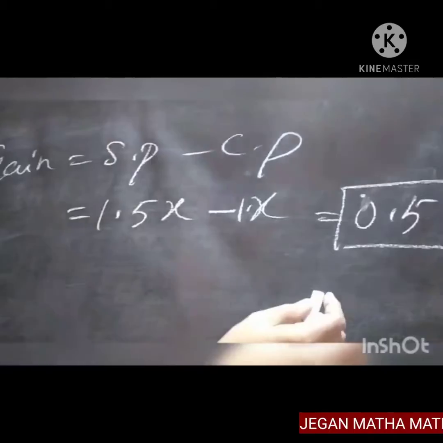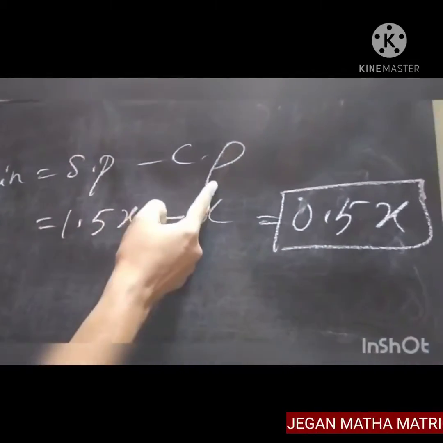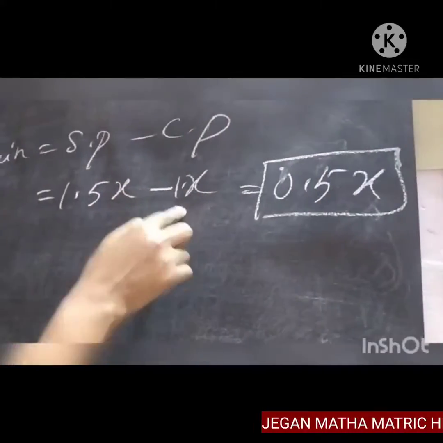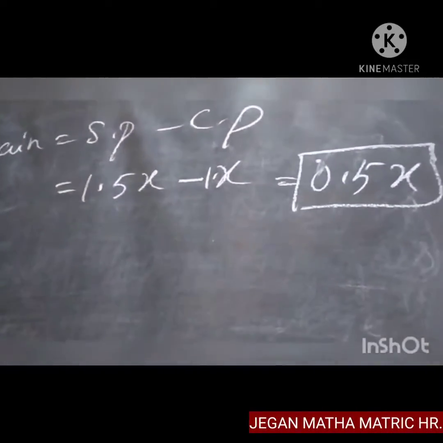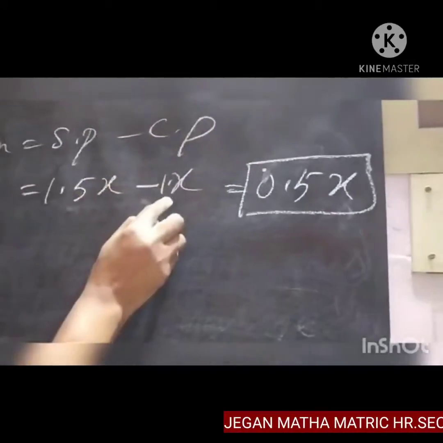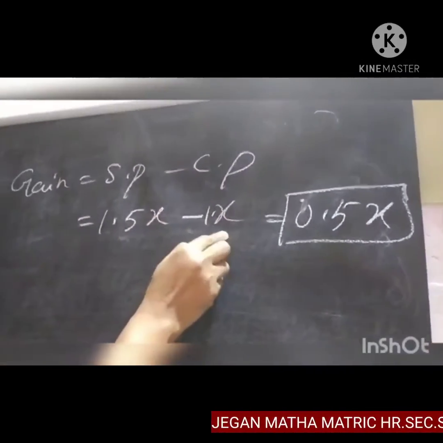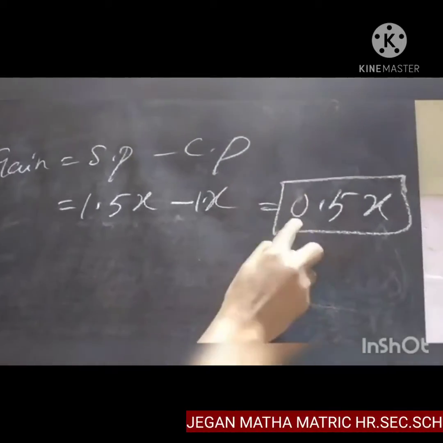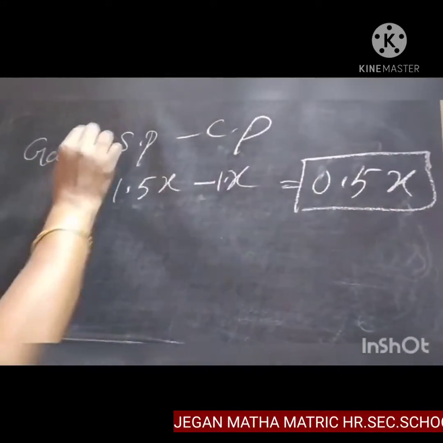Gain equals SP minus CP. Here in this sum, SP of one ruler minus CP of one ruler. SP of one ruler we already finished, 1.5X, minus CP of one ruler, let us assume 1X. So 1.5X minus 1X, the answer is 0.5X. This is the gain.